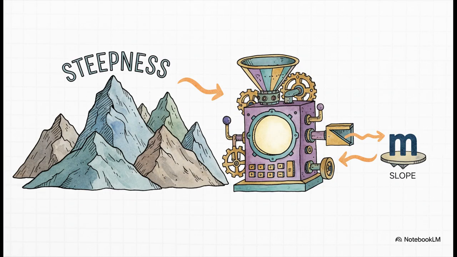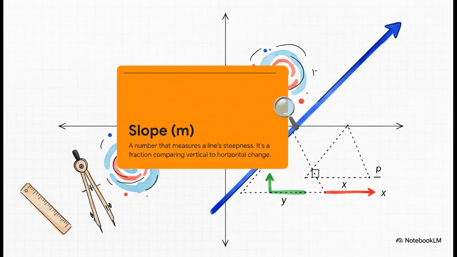And this is where the magic of math comes in. We can take this vague idea of steepness and just nail it down to one single, really powerful number. And that number, as you might have guessed, is called the slope. So the official term is slope, and you'll almost always see it written as the letter m. It's basically a fraction, a comparison really, that tells you how much a line is going up or down for every bit it goes across. It tells you exactly how fast that line is changing.